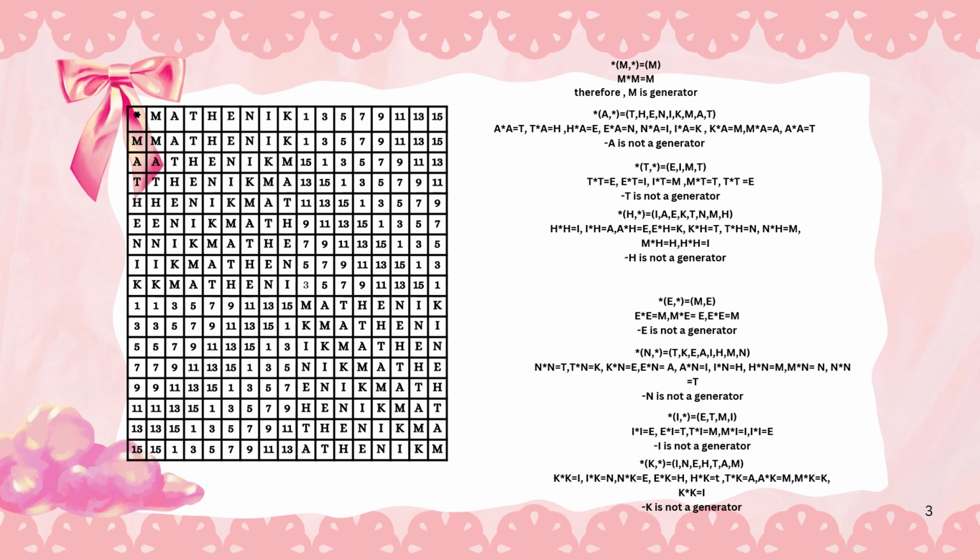Now let's proceed to T, wherein we're going to operate T by itself. T operates T is equal to E. Then E operates T is equal to I. Then I operates T is equal to M. Then M operates T is equal to T. Then T operates T is equal to E. Therefore, T is not a generator.